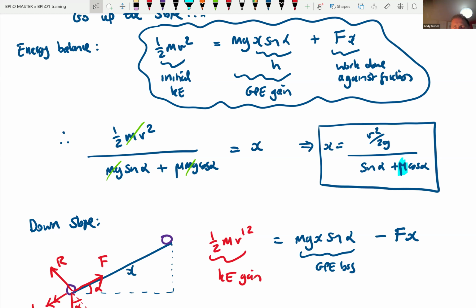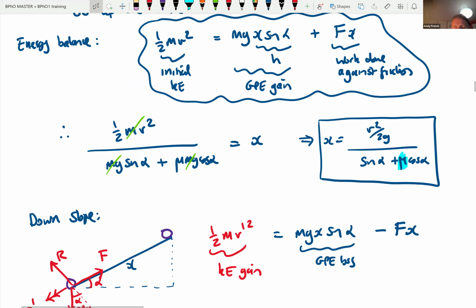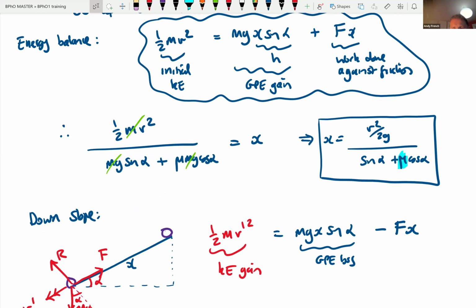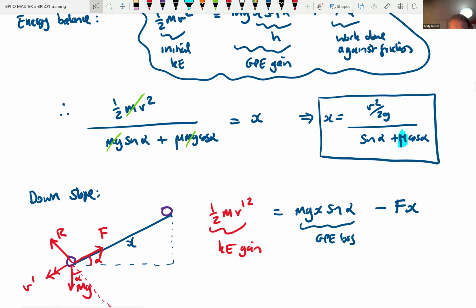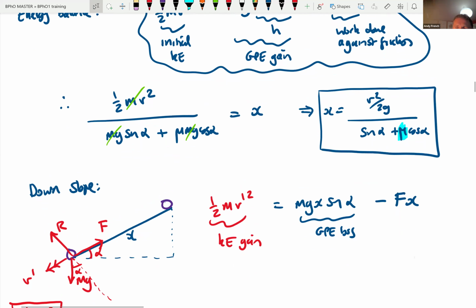So the energy balance before was that we start off with our initial kinetic energy, and that's equal to the work done and the GPE gain. Whereas the energy we gain going down the slope is the GPE loss minus the penalty that we pay because of friction. So that's the frictional loss.